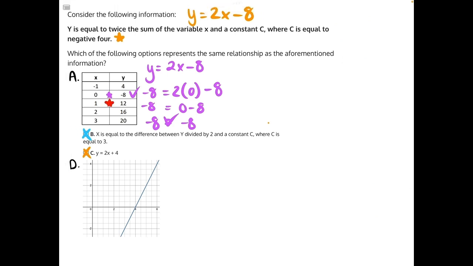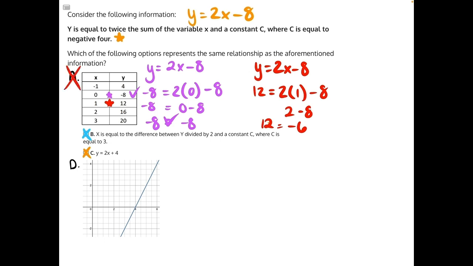Let's do 1 and 12. So we will have 12 for y. We actually rewrite y is equal to 2x minus 8. We'll have 12 for y equals 2 times 1 minus 8. 2 times 1 will give us 2 minus 8, which would give us -6, not positive 12. So that makes answer choice A incorrect. And by process of elimination, that makes answer choice D our correct answer.